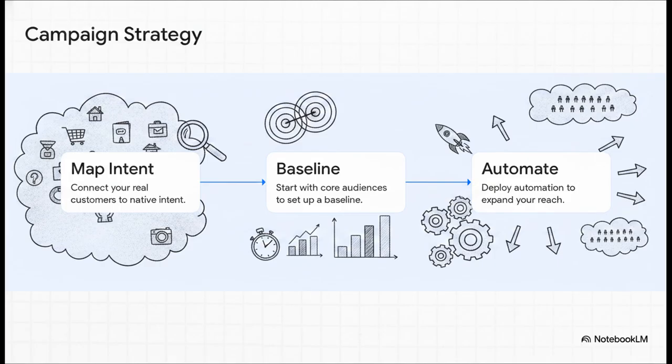Step 2. Establish a baseline. Don't try to boil the ocean on day one. Start with 1 or 2 core audiences to set up a nice, clean baseline and test these initial segments thoroughly. And step 3, let automation expand. Once you have that solid baseline, deploy those automation features we just talked about to really expand your reach.